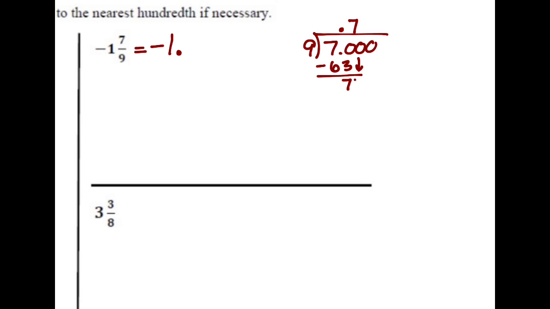Bring down a 0. There's a 70 again. We're going to get some repeats, aren't we? Subtract, and I get a 7 again. Bring down a 0. There's my 70. Those 7s are going to happen forever. So when I bring it over to my answer, I need a bar over the 7. And just a reminder for how you type it in, like that.